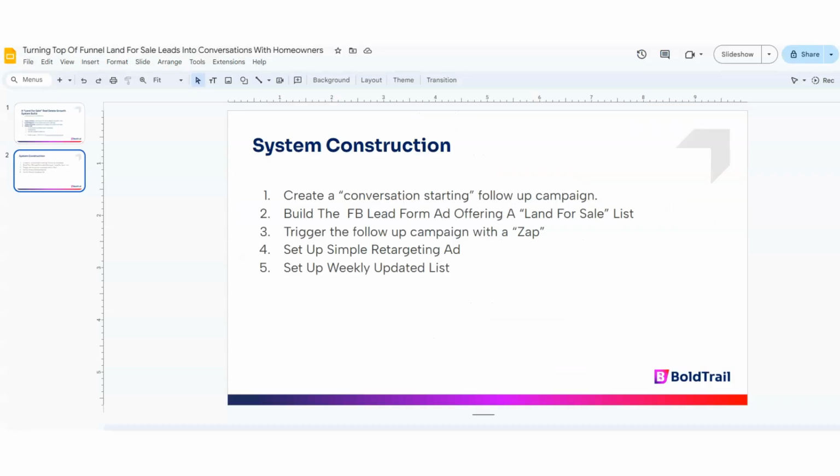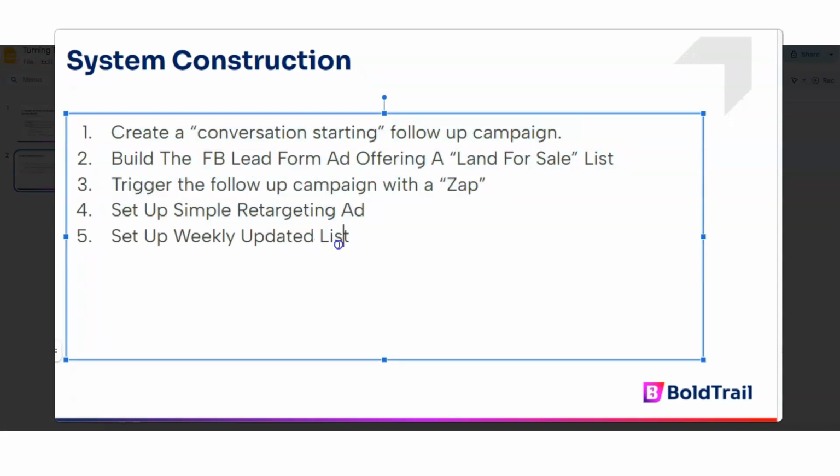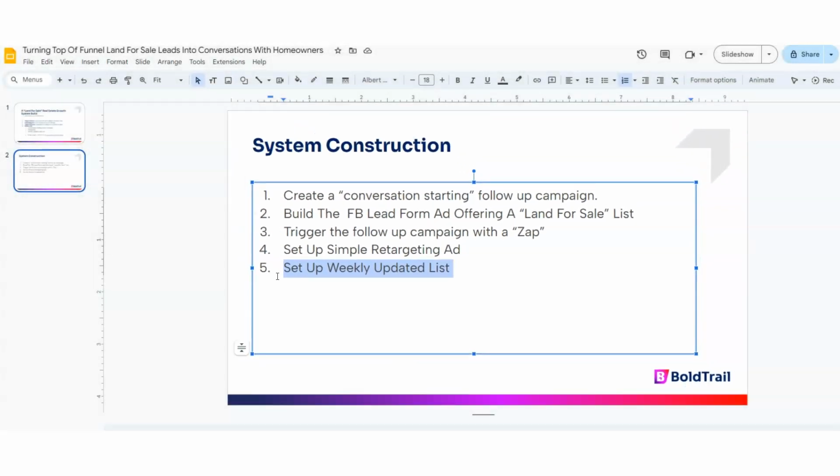So looking back here, we've knocked out the first 4. And then the last thing we're going to do is set up a longer term follow-up sequence. There are a few ways to go about this. We can automate sending this updated list very simply within the KVCore or BoldTrail system. So I'm going to start there by setting up a rule that says, hey, send the price reduced land list every week to these people.